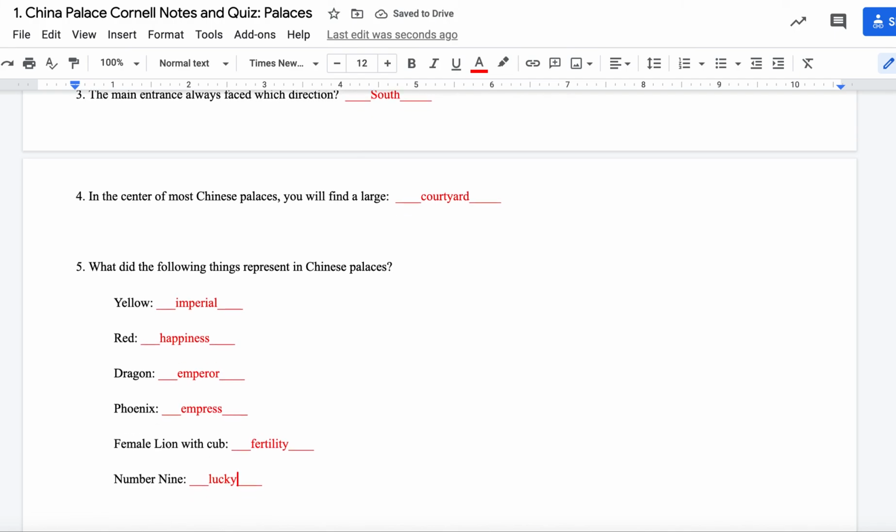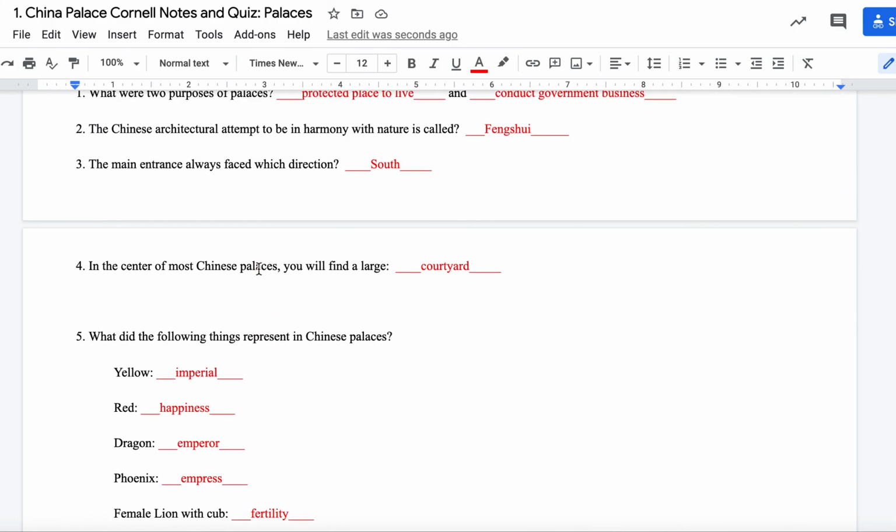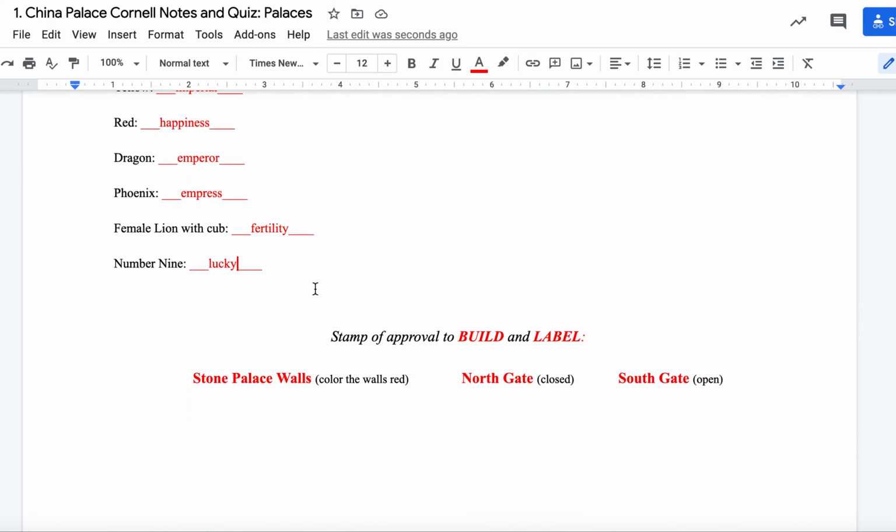All right. Now I have the stamp of approval after my teacher looks at all the answers. Show it to them. Then I have the stamp of approval to build and label the stone palace walls, the north gate, and the south gate. Make sure that you color those stone palace walls in red. The color of the walls are red. Make sure the north gate is closed, and make sure the south gate is open. Have fun.